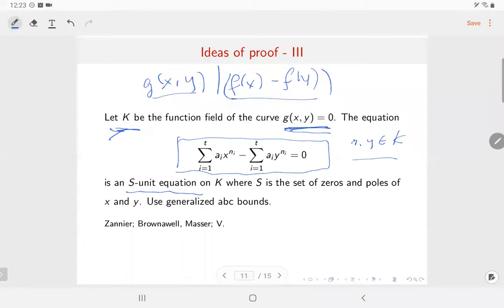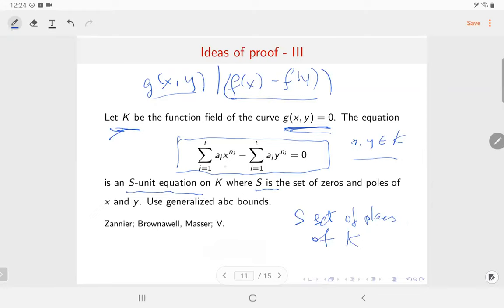Number theorists, people who deal with Diophantine equations especially, are very familiar with S-unit equations. It's a well-known technique in number theory to reduce many Diophantine equations to the S-unit equation. So what's an S-unit equation? It is a sum of elements of a field where the zeros and poles of these elements are constrained to a set S, a set of places of K.